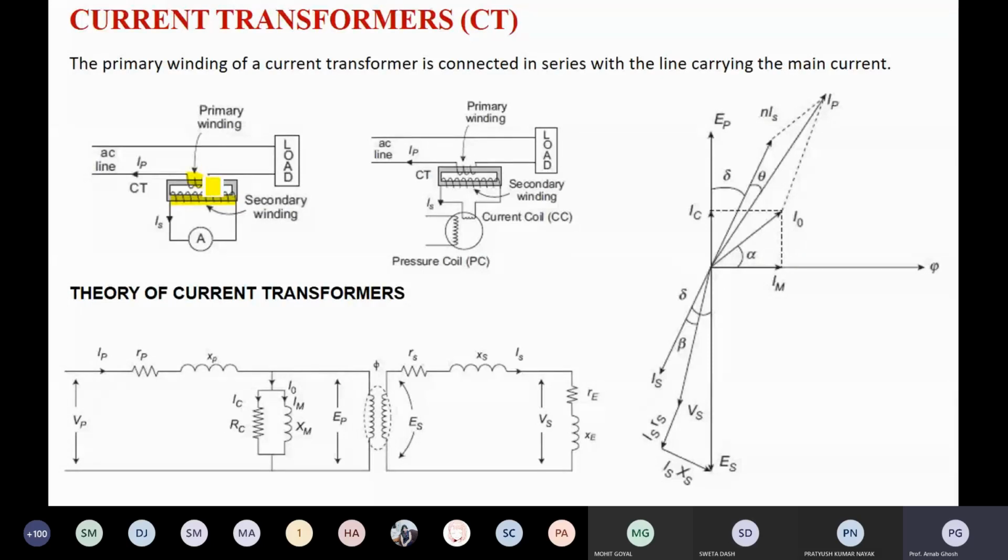V1 by V2 is directly proportional to N. N1 is lesser than N2, so definitely V1 will be lesser than V2. V1 by V2 equals N1 by N2 equals N, so it will be reversed. Primary side voltage will be less and secondary side voltage will be very high in case of CT. That's why the secondary of the CT is normally short circuited. That's the issue.